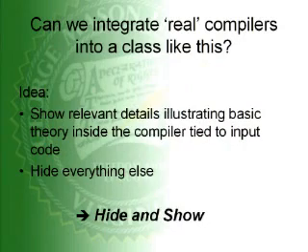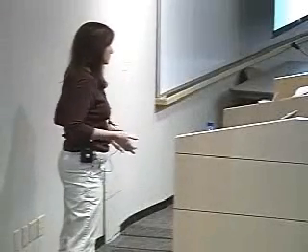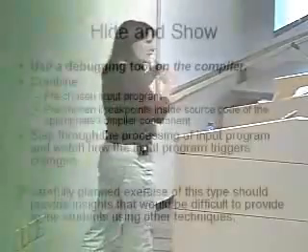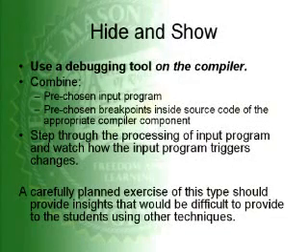And finally, we hit upon a way to maybe try to do this, to really bring a little bit of real compiler into the class. The idea there was to find an approach that let us show them pieces at a time, pieces that were tied directly into the theory that we were trying to teach in this class, and hide the rest. Now, as soon as you start talking about it this way, an obvious approach comes to mind, and that's to use a debugger on the compiler itself.